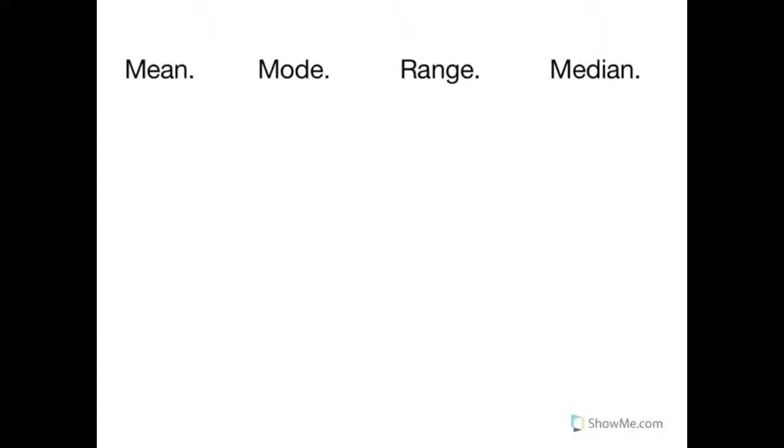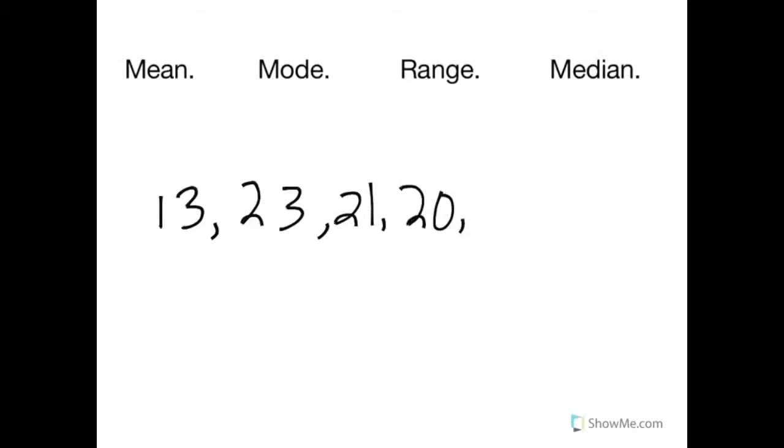Okay, let's say players on a volleyball team measured how high that they could jump. The results are recorded here, so let me write that down. So one player jumped 13 inches off the ground. One player jumped 23 inches. One jumped 21 inches off the ground. 20 inches off the ground for another. Another jumped 21. 24 looks like the highest, and the last jumped 18 inches off the ground.